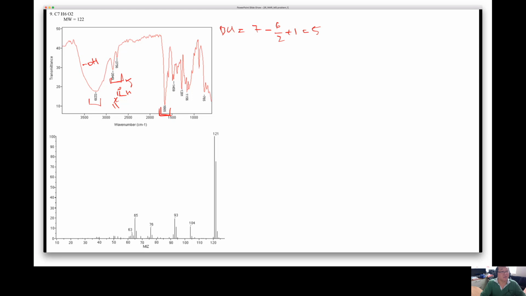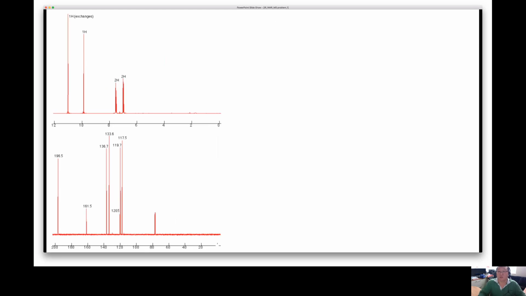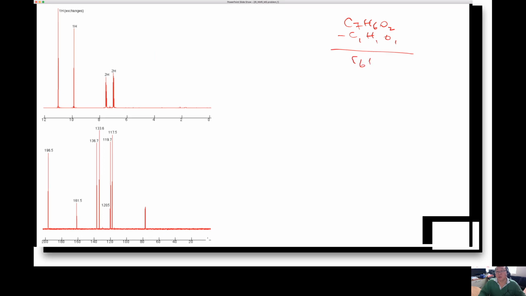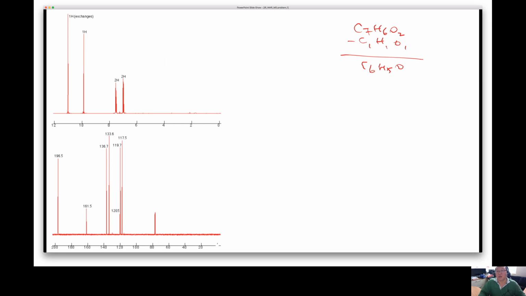So C7H6O2. Since we found an aldehyde, I'm going to subtract an aldehyde, CHO, and that will be C6H5O. And then there's an OH. We found our OH, so 1 hydrogen, 1 oxygen. This is an aldehyde functional group, and this is an OH group we found from the IR. So we subtract that one, then C6H4 is what we need to find out.